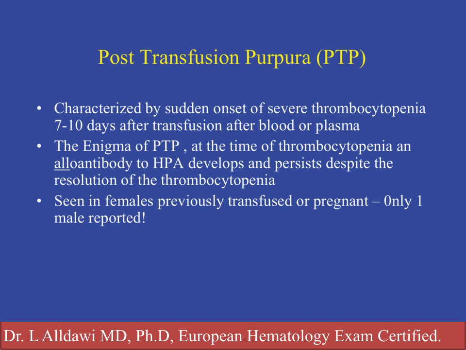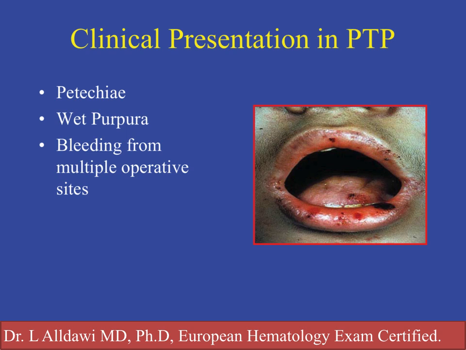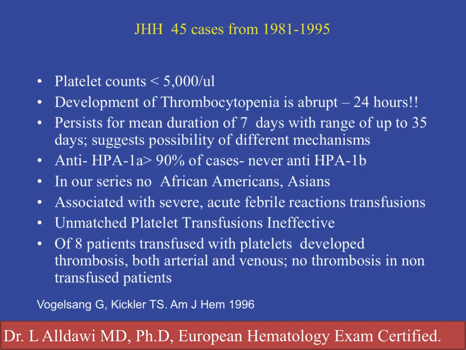There are only a few cases of males reported to have post-transfusion purpura. The clinical presentation is petechiae, wet purpura, as well as bleeding from multiple operative sites. This is a review of 45 cases of post-transfusion purpura. The platelet count was quite low, below 5,000, and the thrombocytopenia developed very quickly, persisted for 7 days, and in some cases it persisted for 35 days.